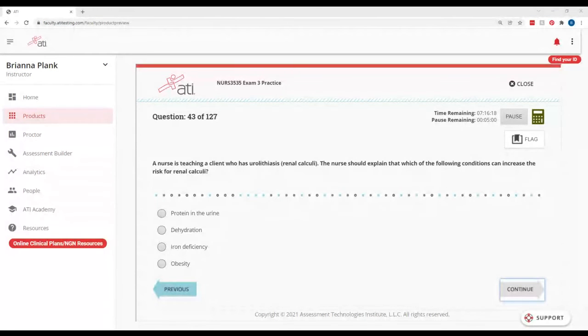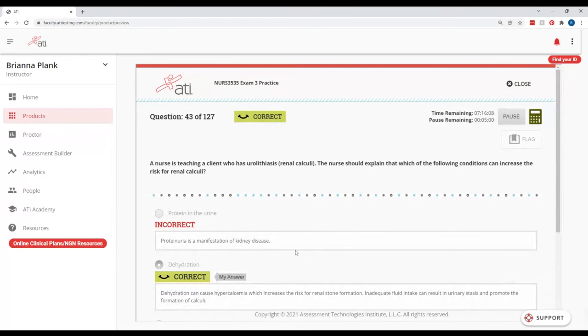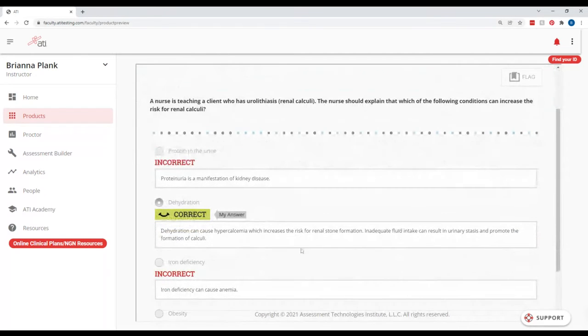Okay, sorry about that. Number 43, B. Okay, let's go with B. I haven't read it yet, but. Okay, so yes, exactly. When we have dehydration, we increase the risk for renal stones.